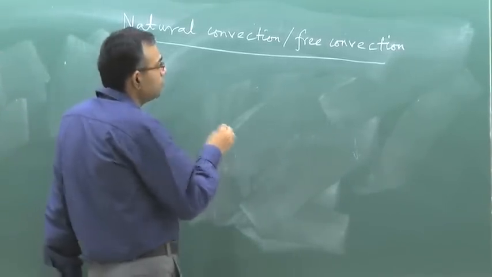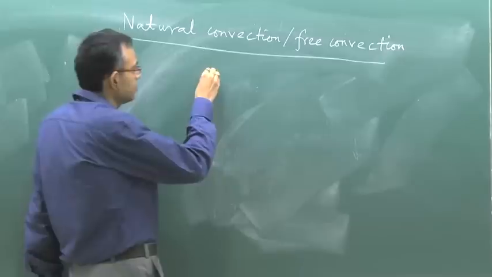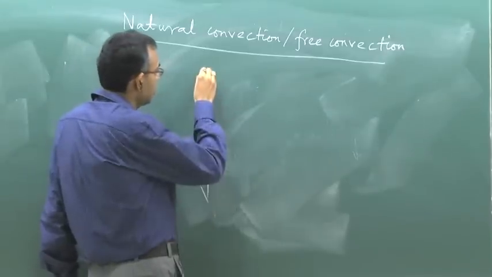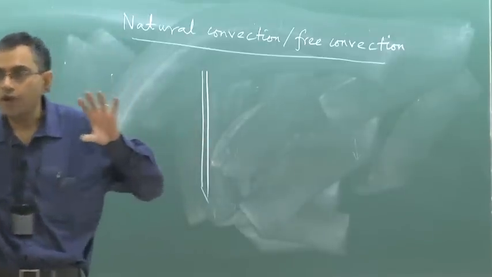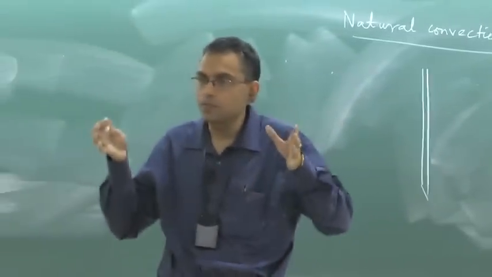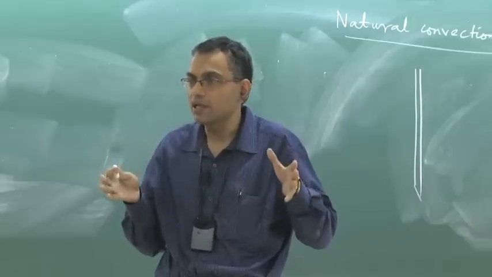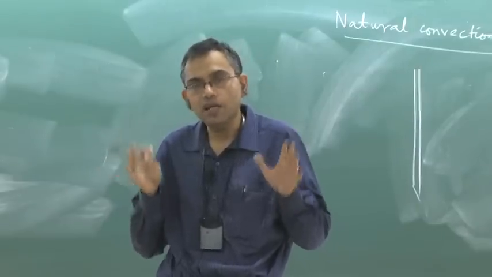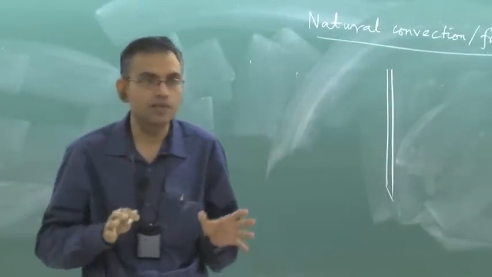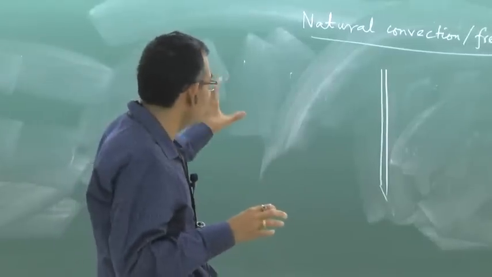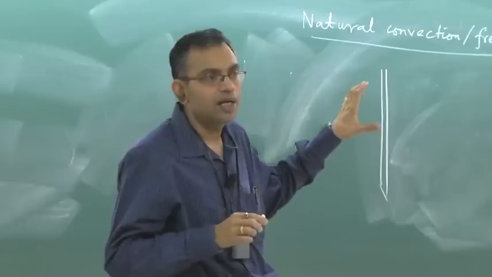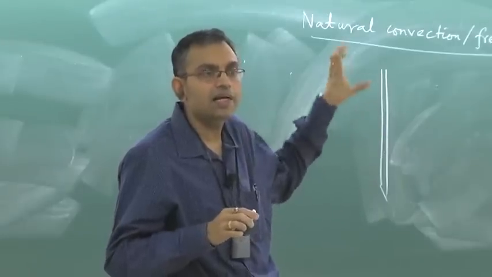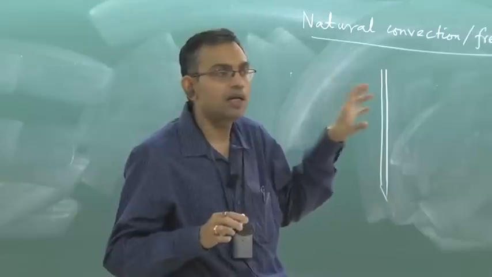So, let us say that you have a vertical plate like this. Although we give an example of a vertical plate or a vertical surface mostly to introduce natural convection, it does not mean that it has to be a vertical surface always to have the effect of natural convection. But this is a classical demonstrative example by virtue of which we can show how a convection current can be generated without any external driving flow. So, how is that possible?